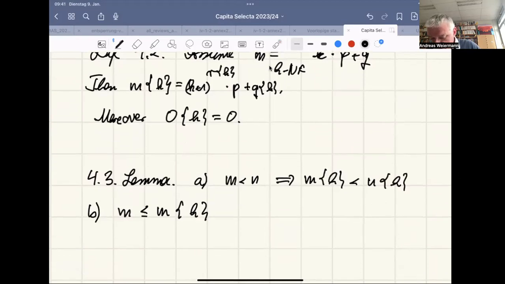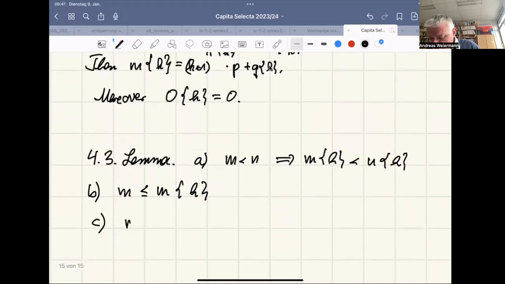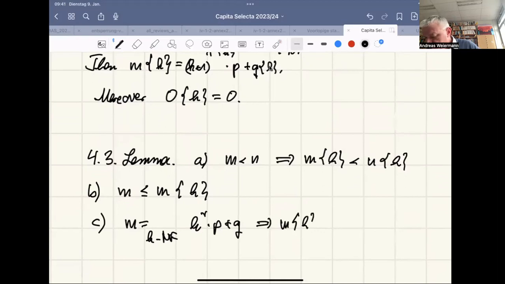Could have equality. Now, the important insight now is if m is in k normal form equal to k to the r times p plus q, then what happens after base change? Well, we get the k plus 1 normal form: k plus 1 to the r of k times p plus q with base changed.